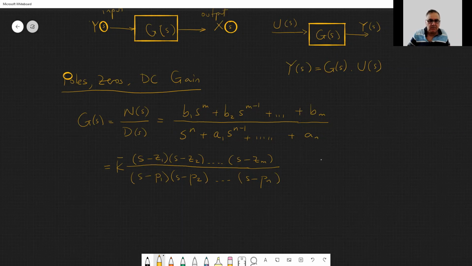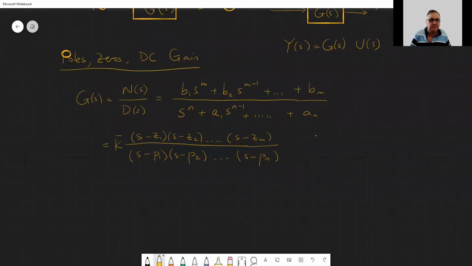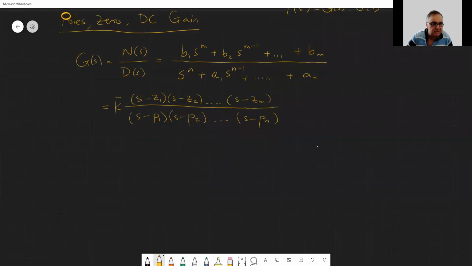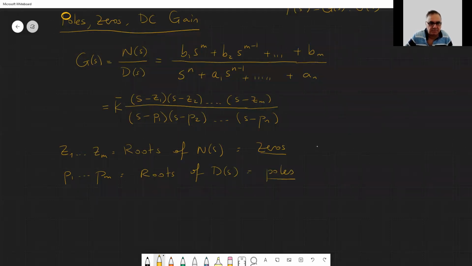Now, the roots of the numerator, z1 to zm, they are the roots of N of s. We call them the zeros of the system. And p1 to pn, which are the roots of the denominator polynomial, are called the poles of the system.